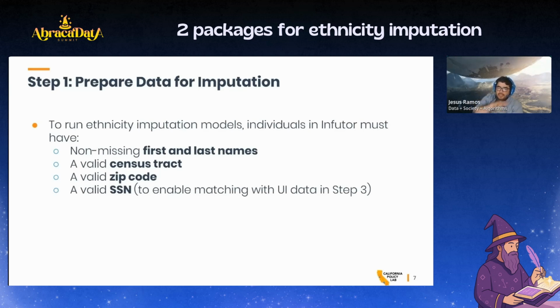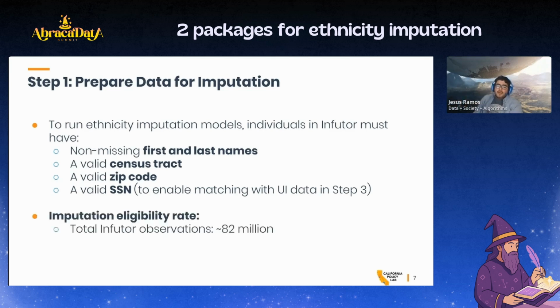This is the key, and this is why I won't be able to show you some of the code. I will be able to show some, but not the part that deals with SSN. Now, using the social security number, we're going to be able to link the Imputer data set, the subset that had a clean census tract, zip code, first and last name, with the data from the Employment Development Department, right?